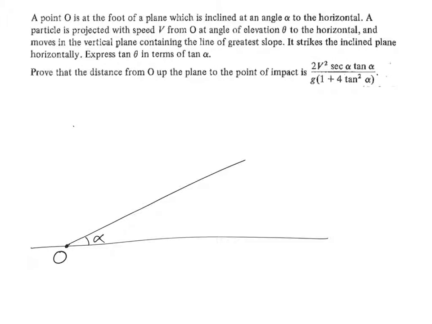O here. A particle is projected with speed v from O at an angle of theta to the horizontal. All the way around there is theta, and it moves in a vertical plane containing the line of greatest slope. It strikes the inclined plane horizontally, it's there horizontally. Express tan theta in terms of tan alpha.